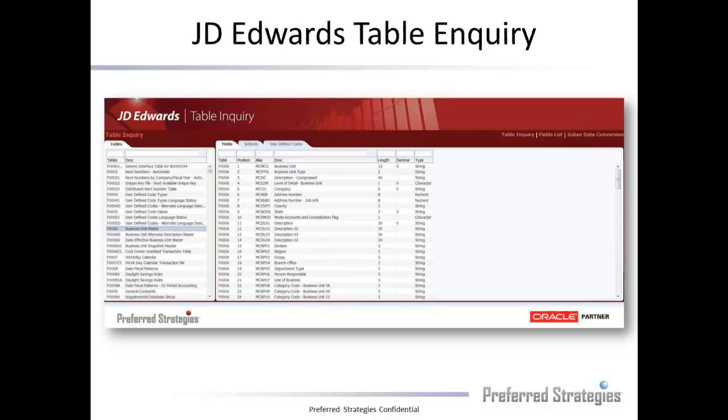I didn't show it today, but we do have a utility that helps you mine the data model of JD Edwards if you're looking for specific fields and you're not sure which table a field might be in, or what the data type is of a certain field. It's called our JD Edwards Table Enquiry, and part of our maintenance program allows you to have access to that as well.